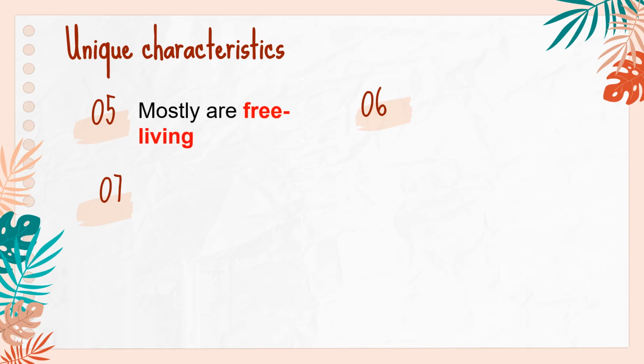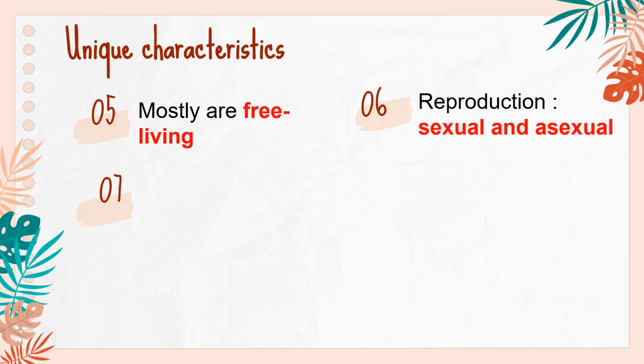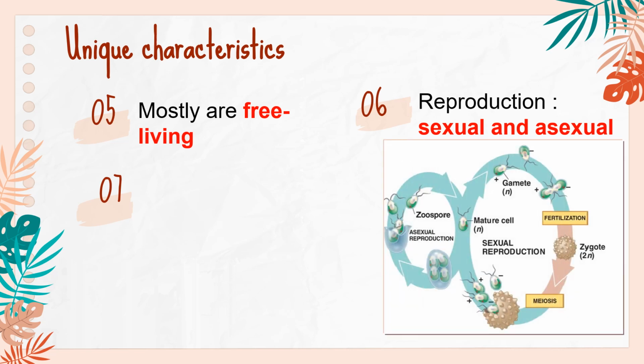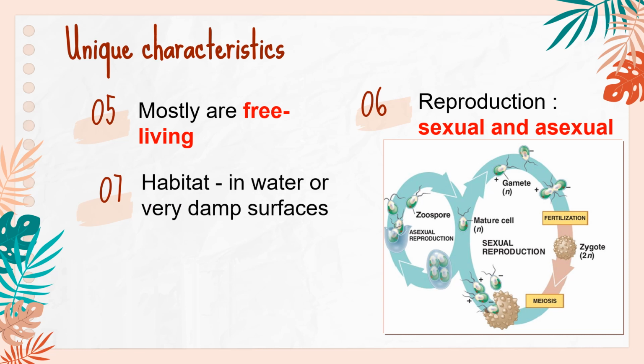Number 5, mostly free-living. Free-living means an organism that is not directly dependent on another organism for survival. Number 6, reproduction by sexual and asexual means. Sexual, they can use gametes, and asexual, they do not use gametes. Number 7, they live in water or very damp surfaces.